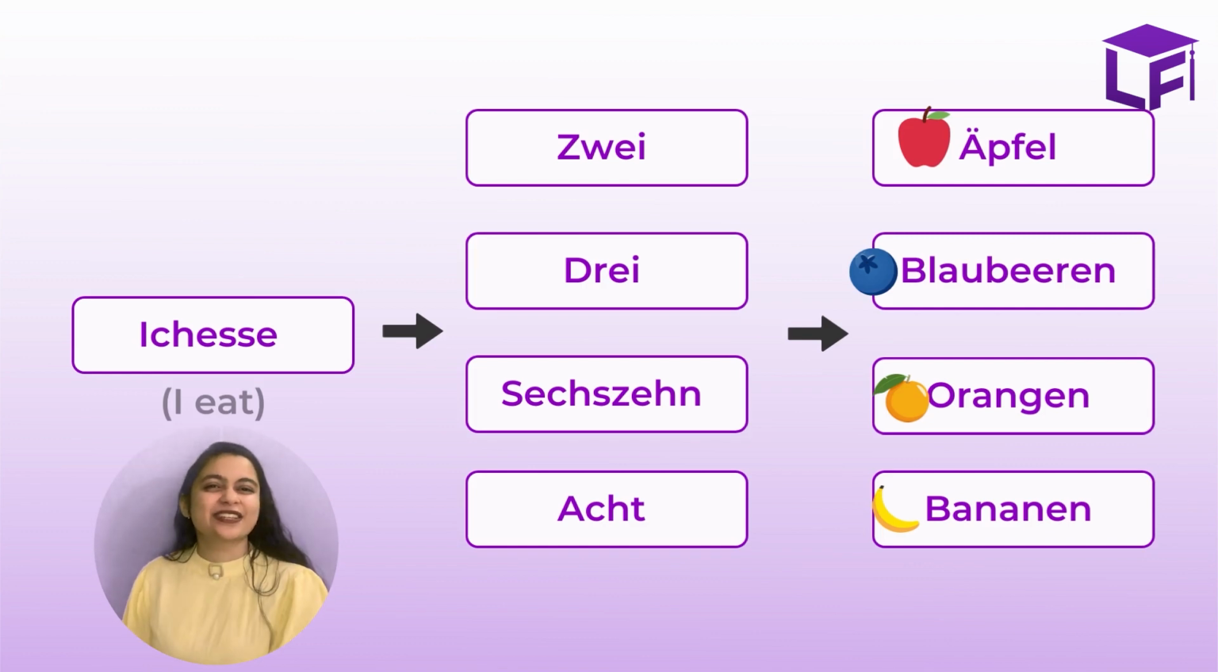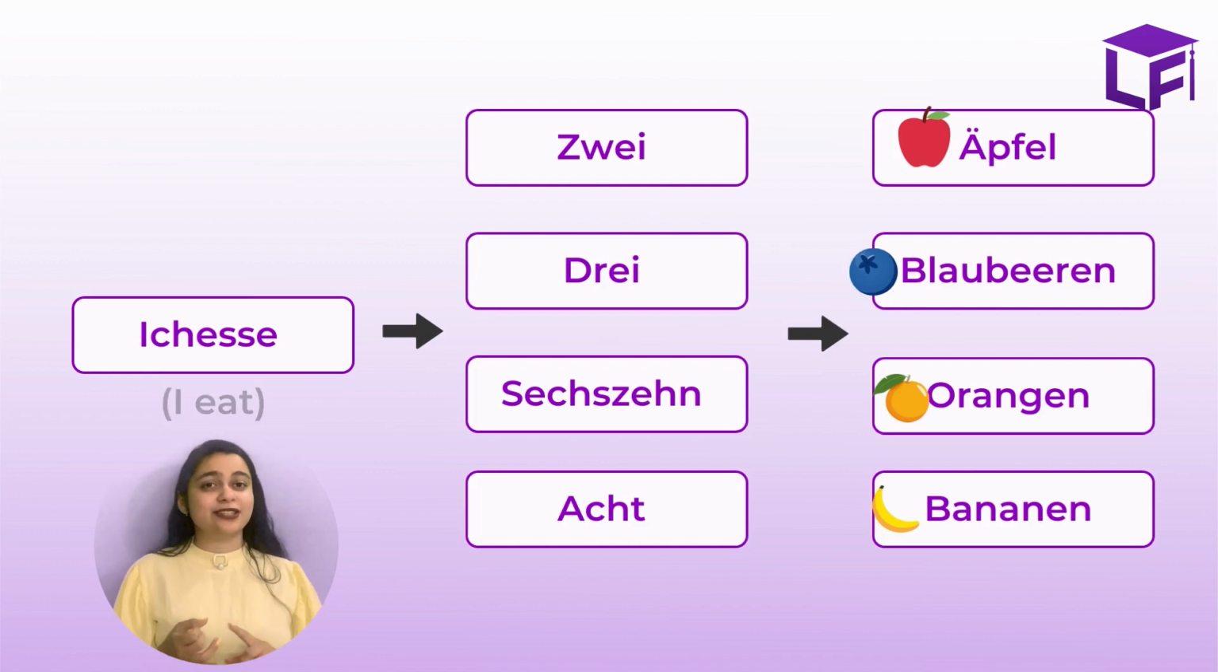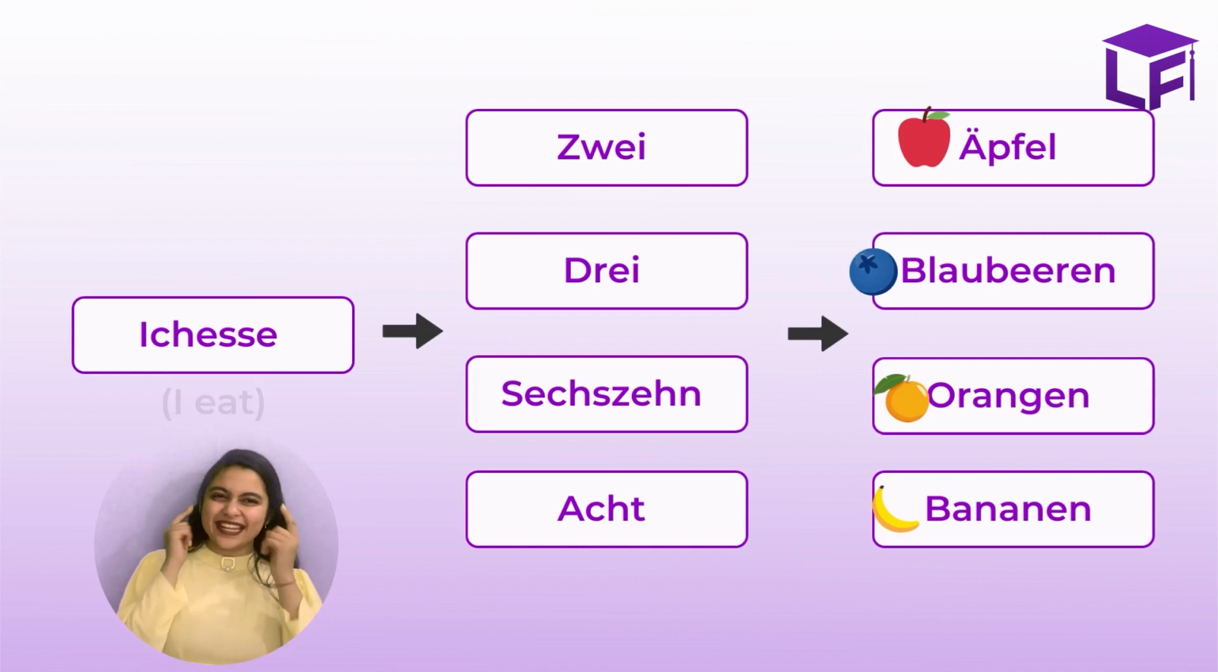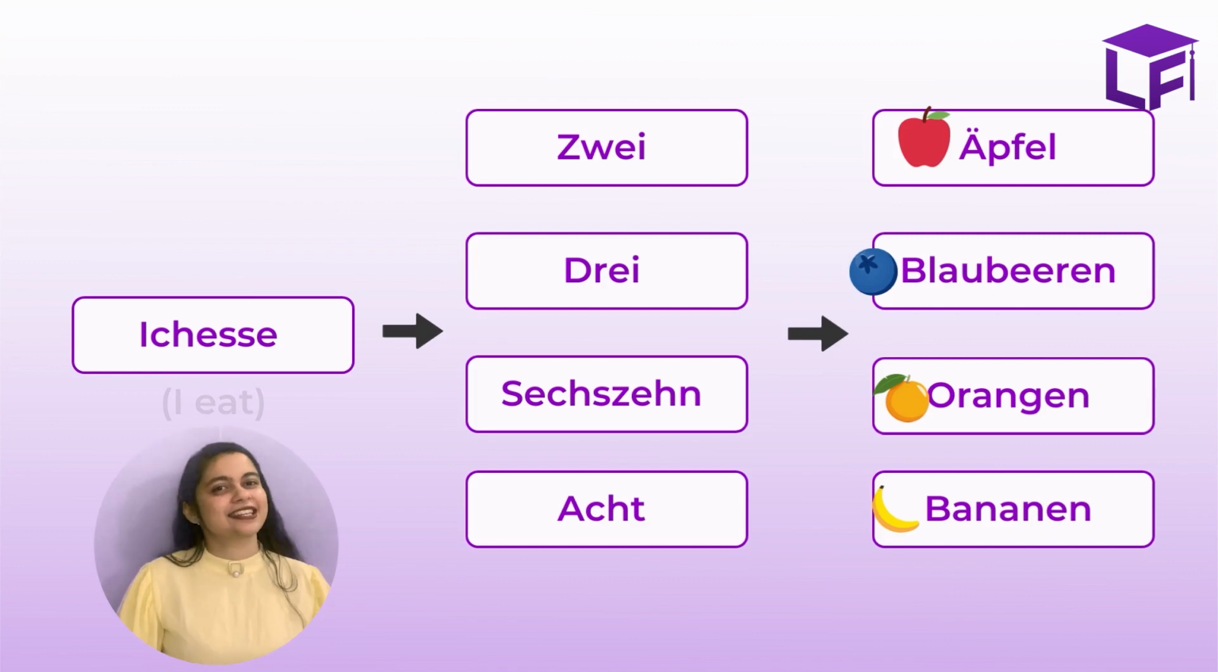Well, the reason for that is Blaubeeren is plural. Even though the apples, the oranges, bananas are all plural, the quantity of Blaubeeren will be a lot. Blueberries, you can eat in a lot of quantity. So, saying that Ich esse 16 Blaubeeren makes more sense, right? I'm eating 16 blueberries. You can have as many as you can.